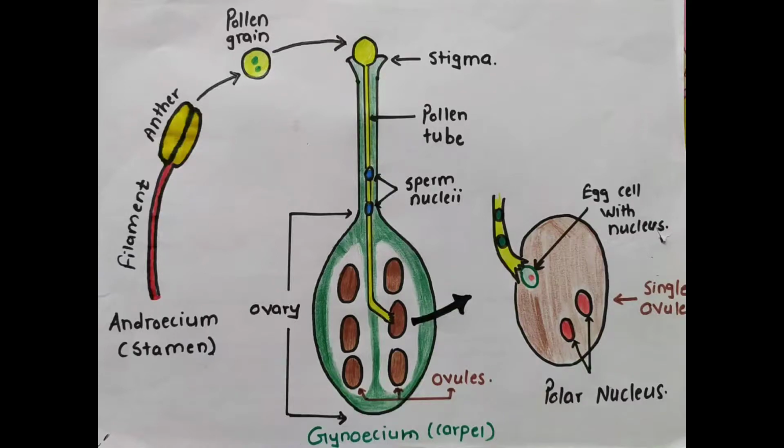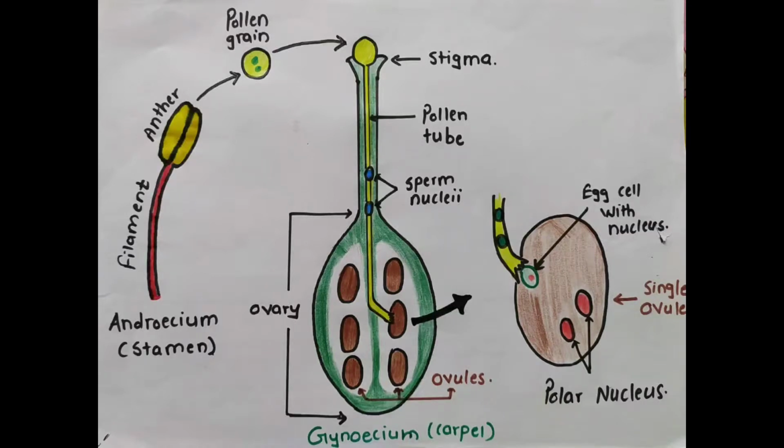Some abiotic agents are also responsible for pollination, such as wind and water. Due to wind, the pollen grain flows to the stigma, right? So in this way, pollination is done by biotic factors and abiotic factors.